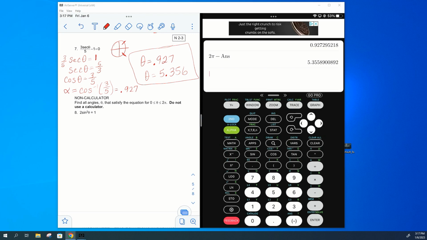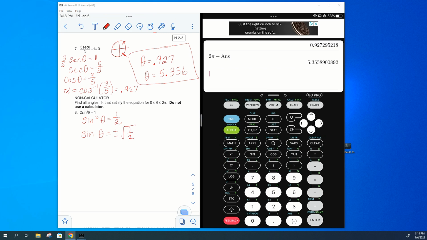All right, last one is non-calculator. Find all the angles that satisfy the equation. I'm just in radians. So do not use a calculator. No problemo. I'm going to isolate the trig function. I get sine squared is equal to 1/2. Remember, when I take it down to sine, I have to remember the plus and minus square root of 1/2.